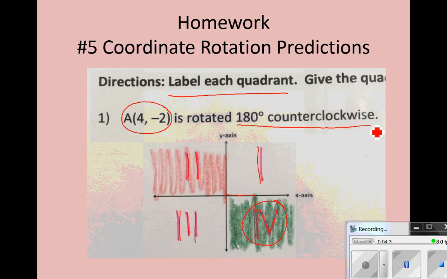So if I start here and I'm going counterclockwise, that means I'm going to go this way 2 quadrants. If I go 1, 2, then I'm going to end up in the 2nd quadrant. So I shaded that one red, because that's where I predict my answer should be if I were to solve this problem. Go ahead and do this to the rest of your problems on tonight's homework.